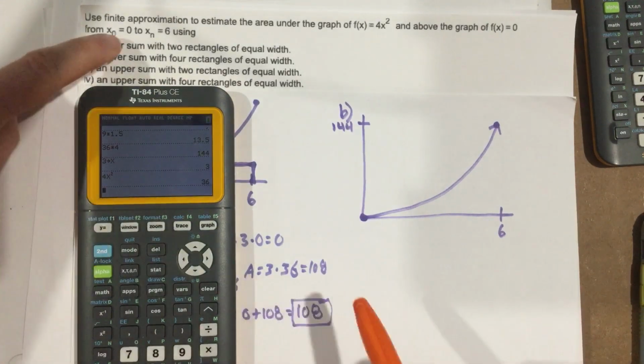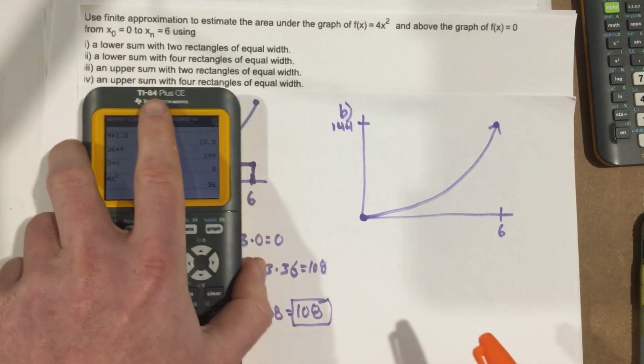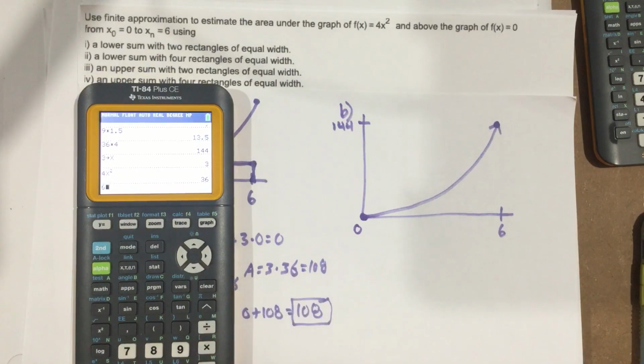that instead of using 2 rectangles in the previous problem, right, we used 2 rectangles. Now we're going to use 4 rectangles. So we're going to split this width, which is from 0 to 6, and we're going to split it into 4 rectangles. Well, what's 6 divided by 4? That's real key. 6 divided by 4 is 1.5. So each rectangle has to have a width of 1.5.